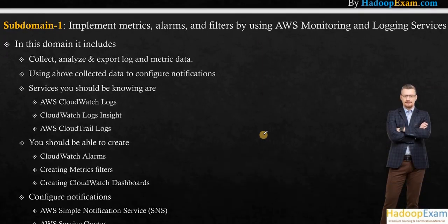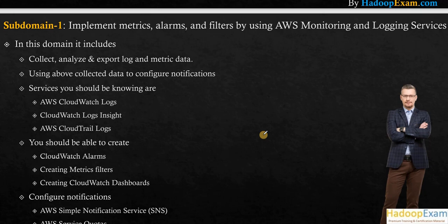First is what we discussed: implement metrics, alarms and filters by using AWS monitoring and logging services. In this domain, you need to collect, analyze and export the logs and metric data. We have already discussed using the collected data to configure notifications. How do you configure notifications? The best way is to use SNS, one of the best solutions among the AWS services, the Simple Notification Service.